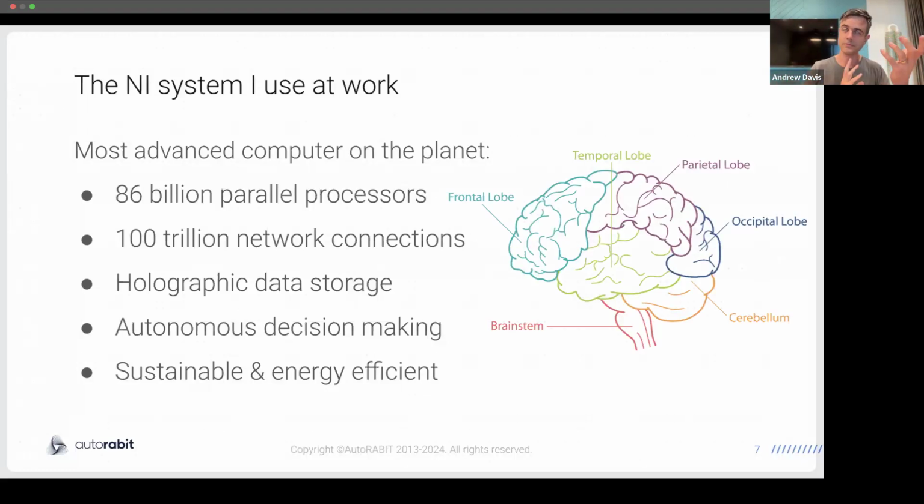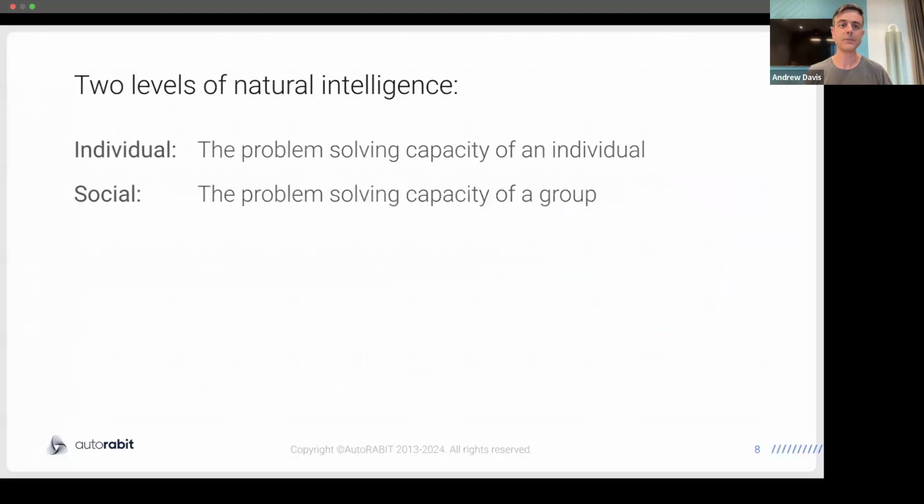And so it's important for us to not give up hope yet that AI is surpassing humans, because there's a phenomenal amount of capabilities in which humans are vastly better than AI. So there are two levels of natural intelligence. The first, this is coming to this double meaning of flow, is individual intelligence, which you could think of as the problem-solving capacity of an individual. When an individual is faced with a problem, how readily can they solve that?